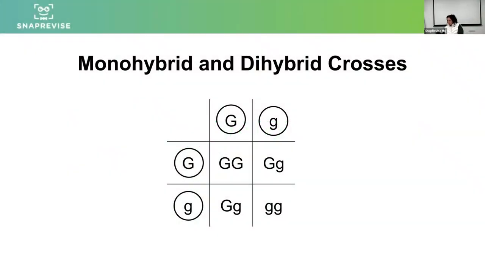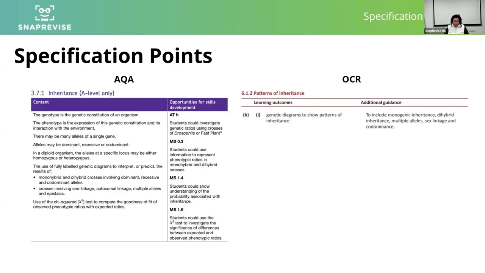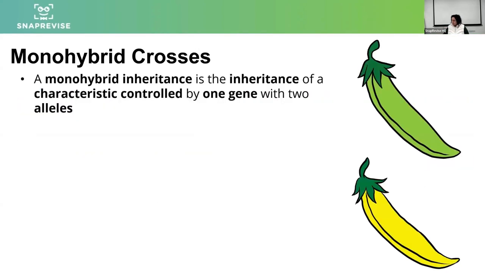Monohybrid and dihybrid crosses, first of all. So spec points to be very familiar with. Monohybrid inheritance is basically studying the inheritance of a single characteristic that is controlled by one gene with two alleles. Two alleles. If it's three alleles, then we're talking about a different scenario, right? And then we've got things like codominance and things like that.